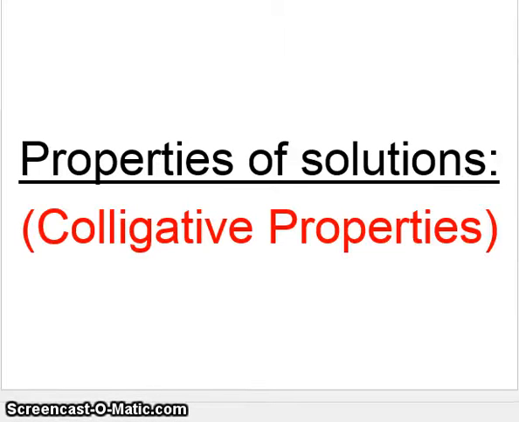This is lesson 5 of unit 13. In this lesson we'll talk about properties of solutions, also called colligative properties. This is a fancy word. It comes from the word like collegiate or colleagues, which means there's a lot of them together, mixed together, they give some sort of property.